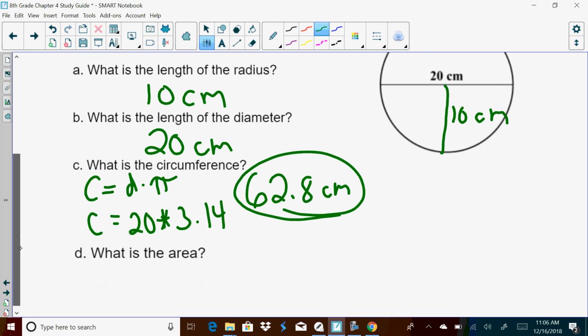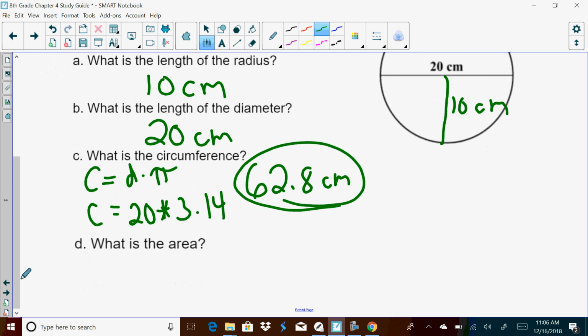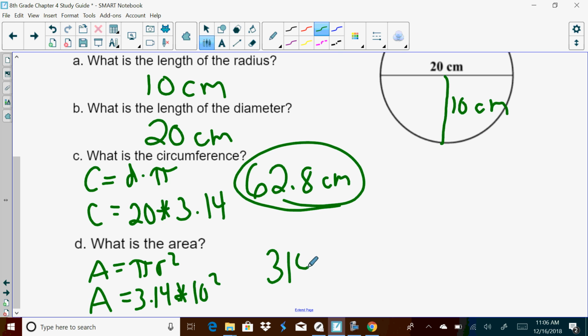For D, it says find the area. So area is pi times radius squared. My radius is 10. So 3.14 times 10 squared, or 100, is 314 centimeters squared.